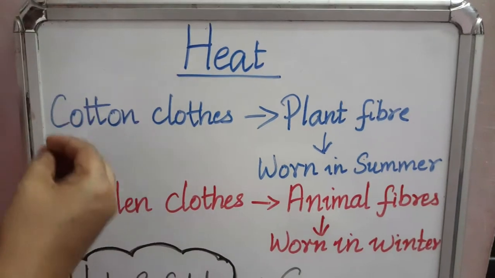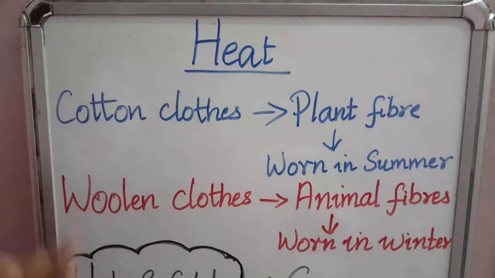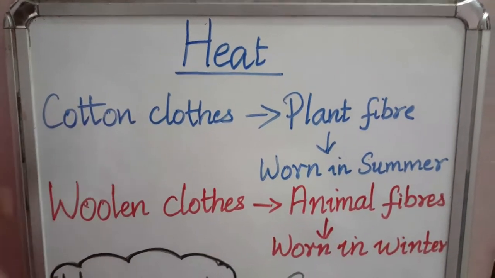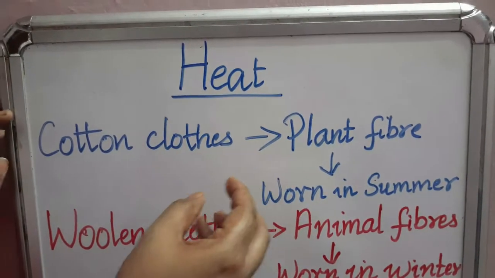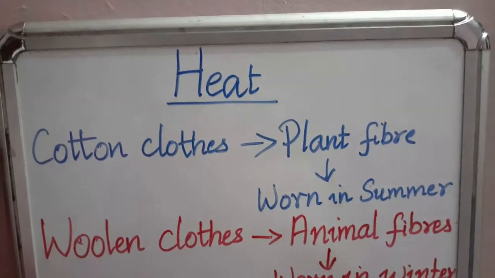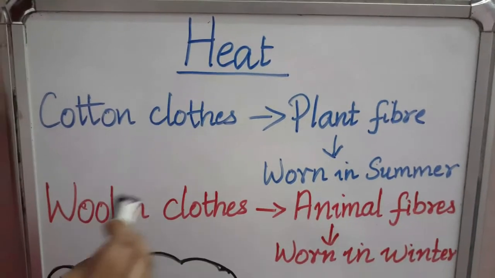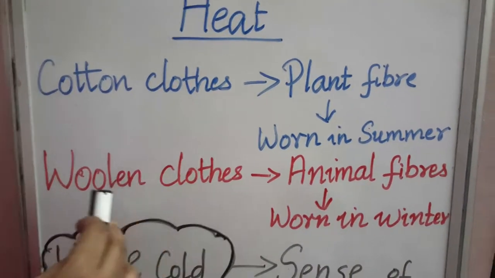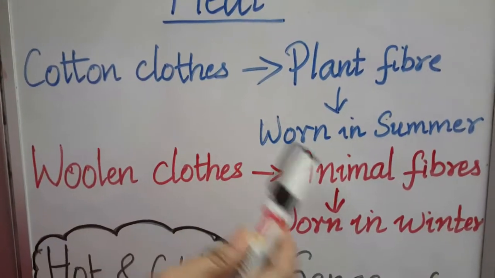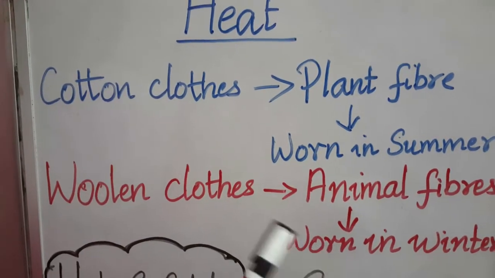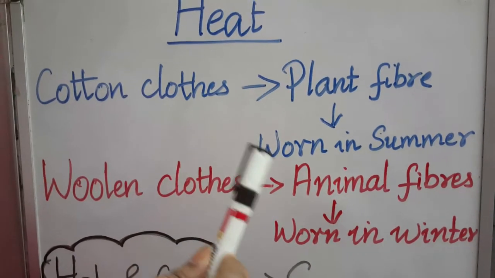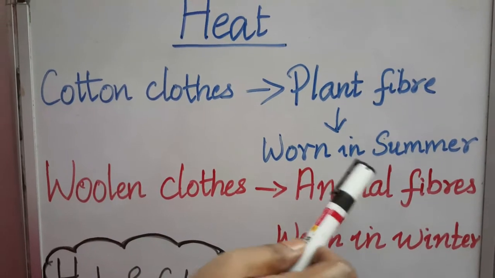So cotton clothes, which we wear usually in the summer seasons, are made up of plant fiber, right? Then woolen clothes, we usually wear these in the winter seasons, right? Sweaters and all we will usually wear in winter season, that is made up of animal fibers.